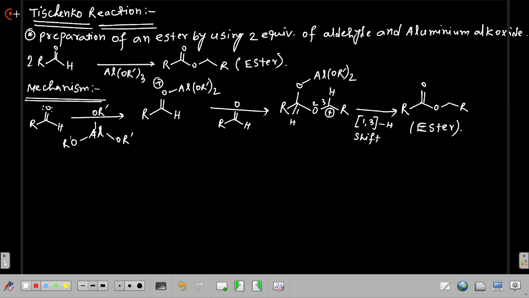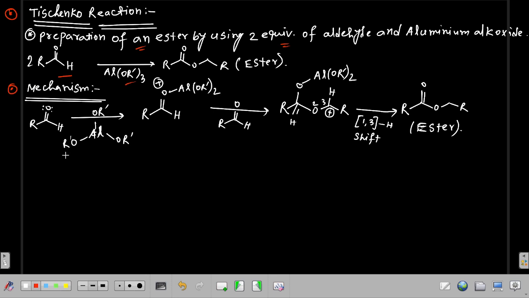Next reaction is Tishchenko reaction. This is a preparation of an ester by using two equivalents of aldehyde and aluminum alkoxide. So it will form an ester. Now we will see the mechanism.